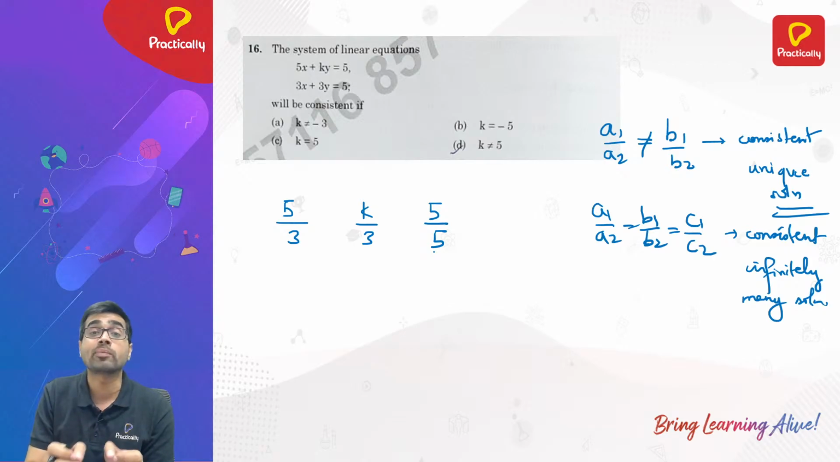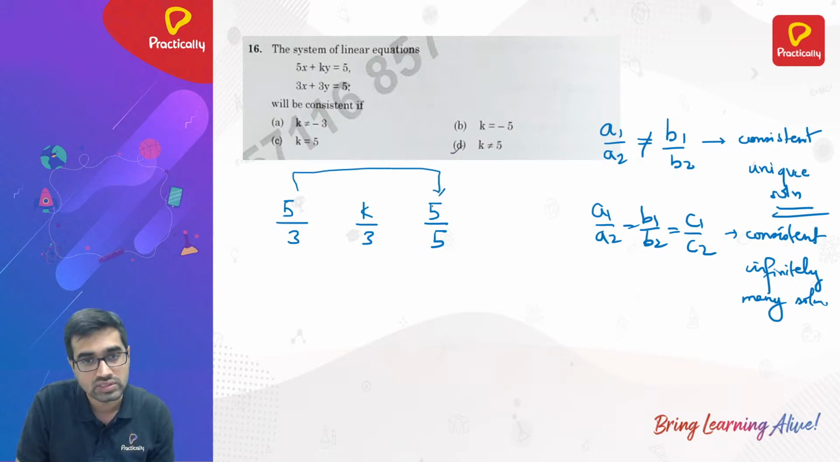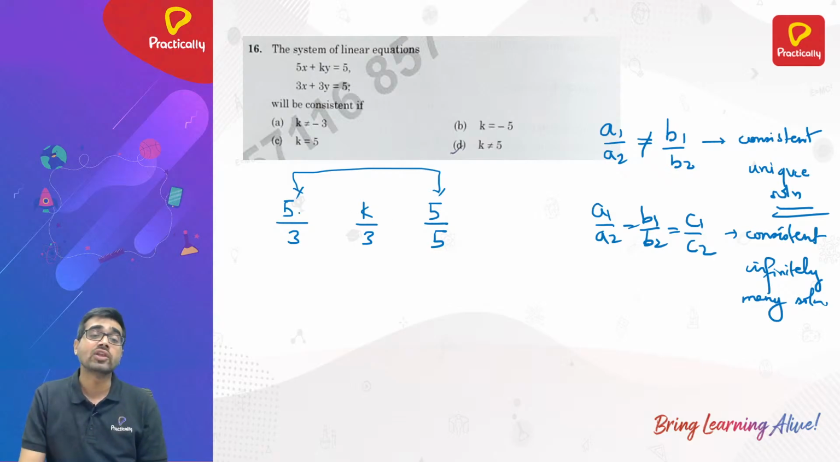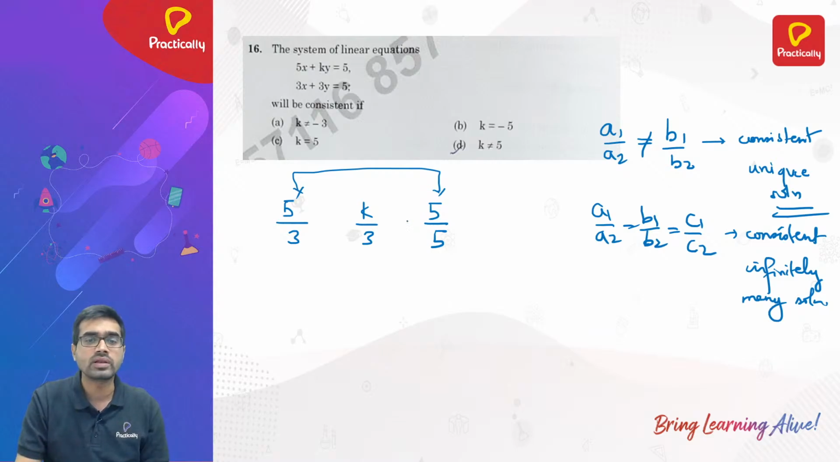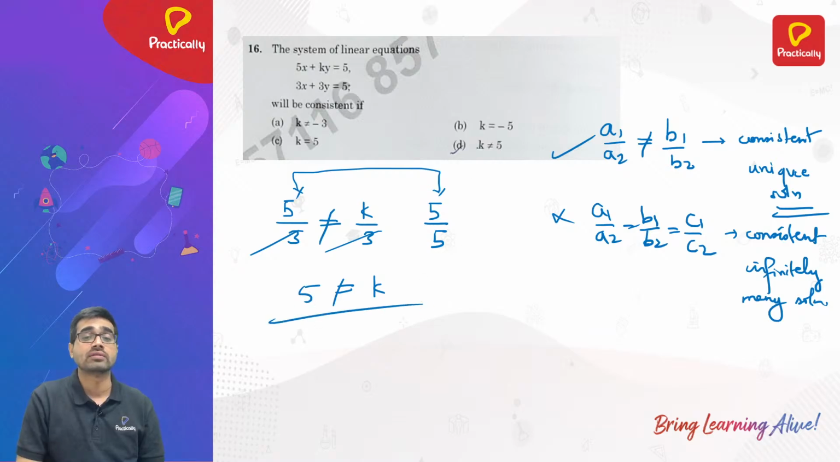Now we will run into a problem. The problem is this ratio can never be equal to this ratio. It's impossible. Correct? This value cannot be equal to this value. So what is possible? This should not be equal because these three can never be equal at any stage. So this is gone. Only case left is this. Now you will get this should not be equal. So now you cancel this 3. So k should not be equal to 5. Done.